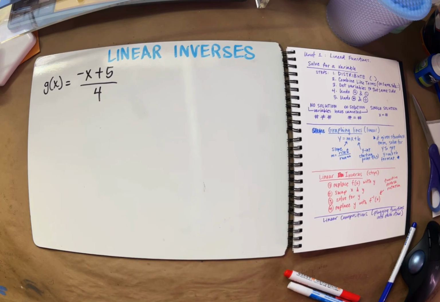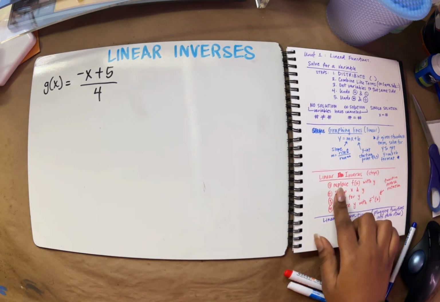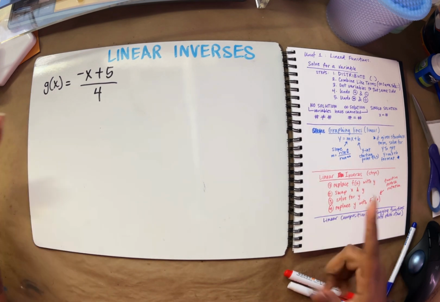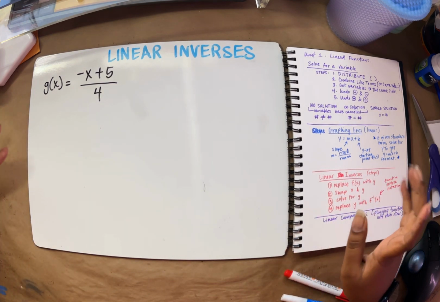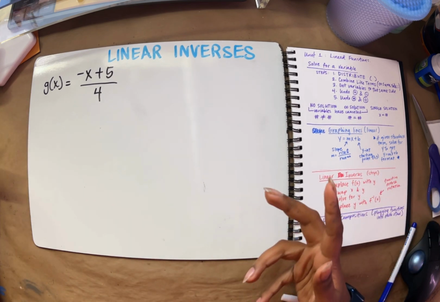All right, my friends, let's get into linear inverses. So linear inverses comes with 4 different steps, just 4. We are replacing our f of x with y. In this case, I'm given g of x. As a reminder, g of x, f of x, h of x, all of the of x's are just a fancy way of saying y.